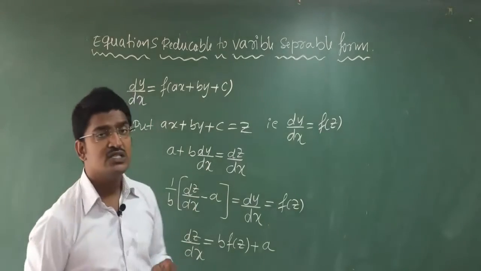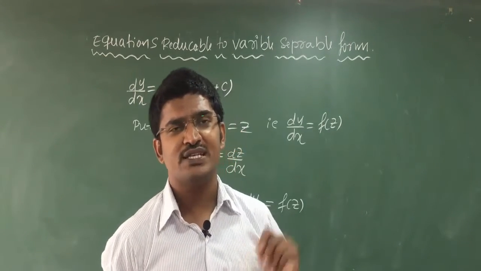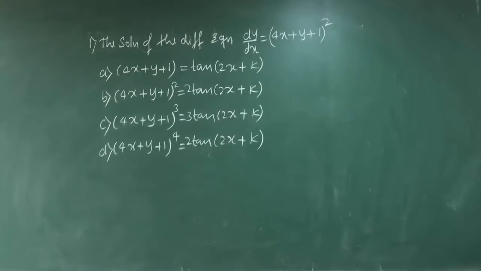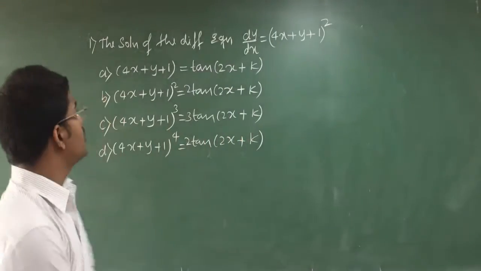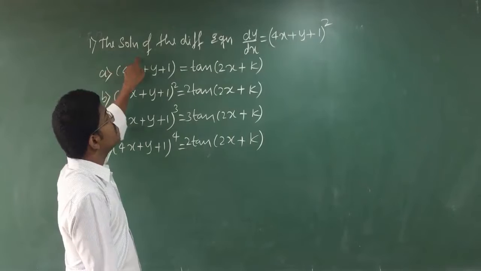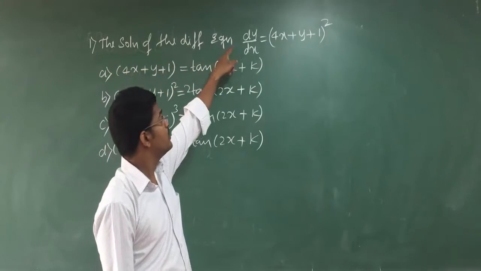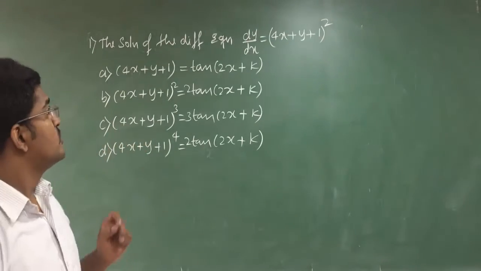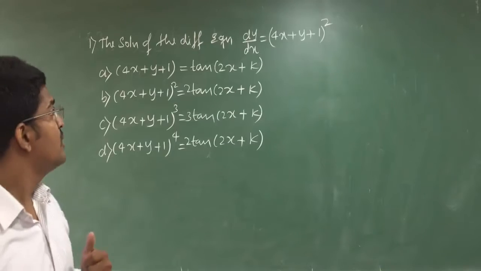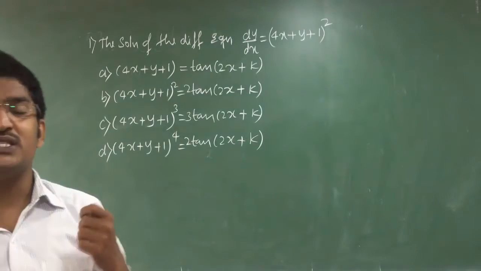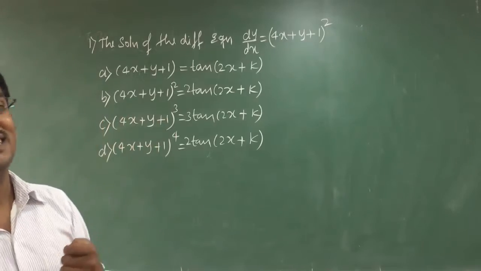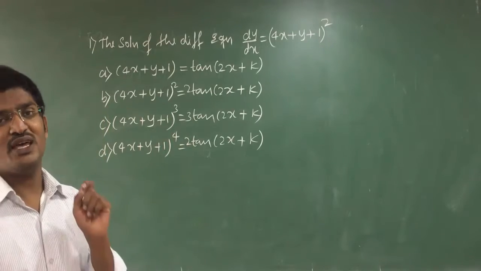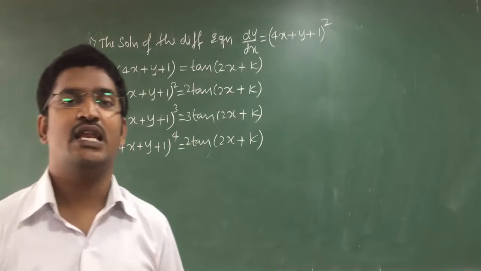Now let us go on to solving an example on this. I will solve one example so it will be very clear. Okay students, now let us solve one problem on the solution of the differential equation dy by dx equal to 4x plus y plus 1 whole square. Let us reduce that differential equation to variable separable form. Then let us integrate.